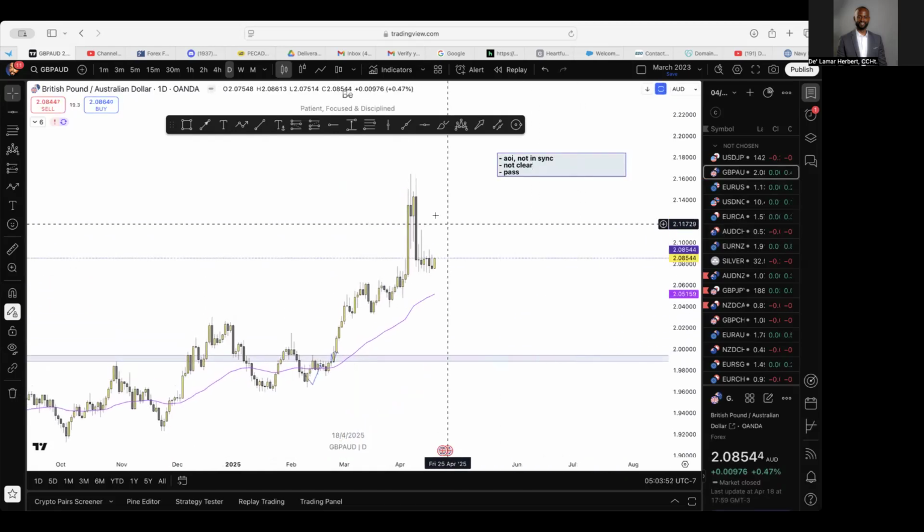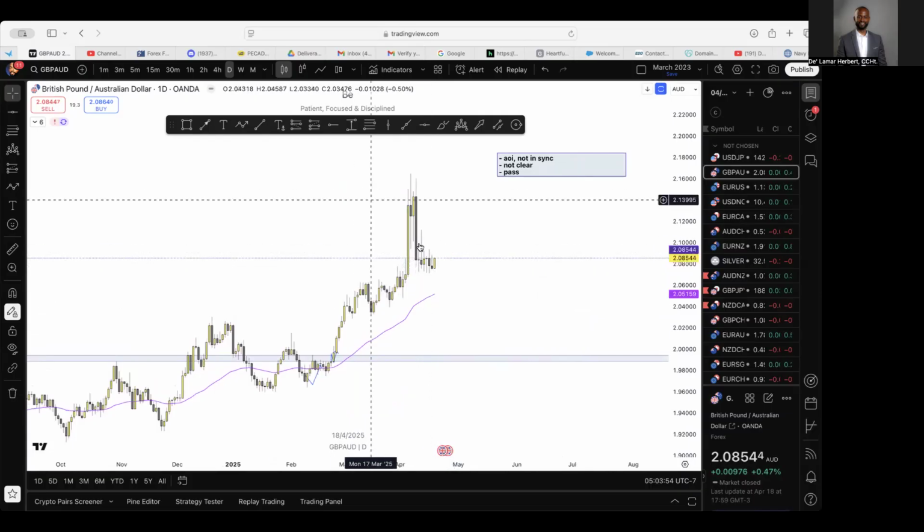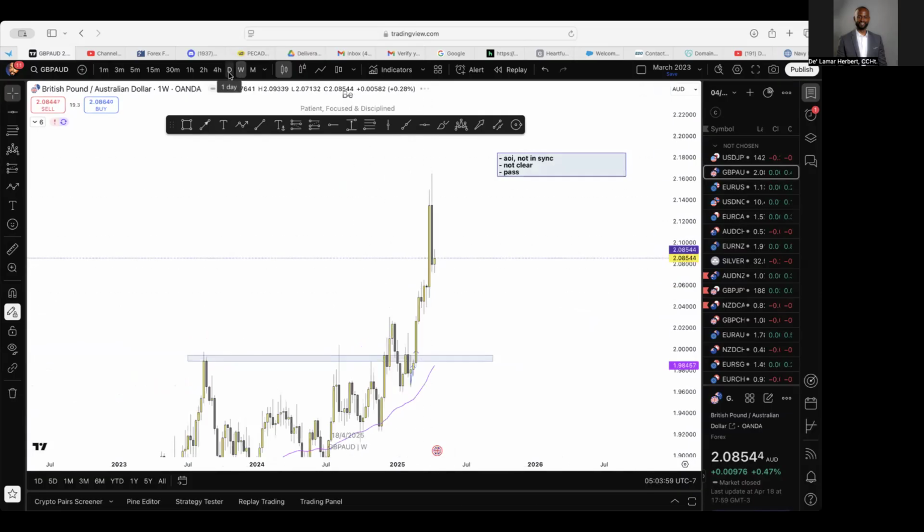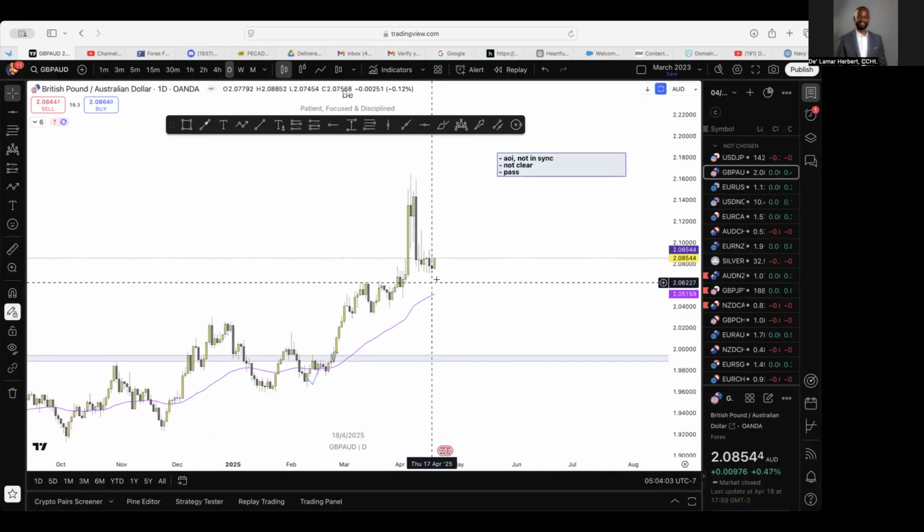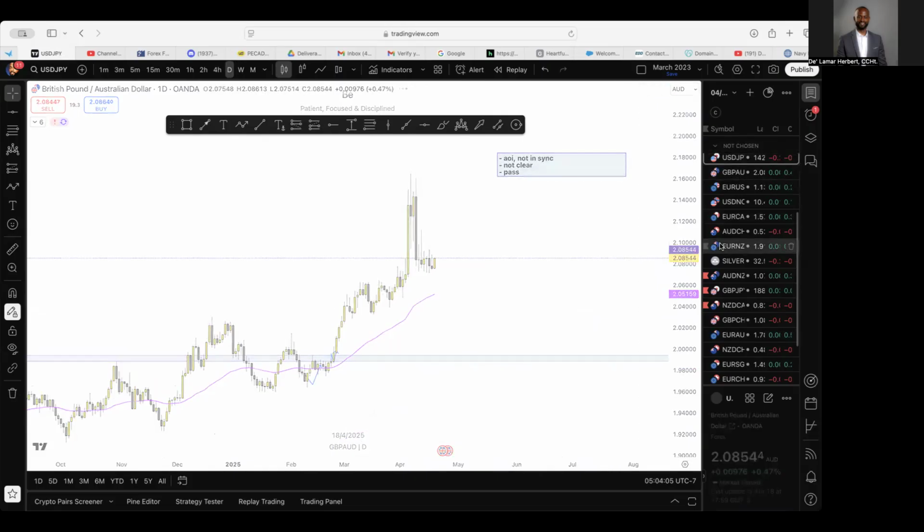GBP AUD, we did have that shift, but it's just so unclear. We're having all these small candles happening. The weekly is having that pullback, but we're just not even at the area of interest right now. It's just not clear. We pass.